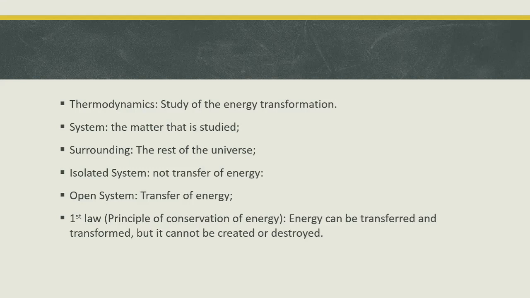Then what about a surrounding? A surrounding is just the rest of the universe. So in the example of the pencil, your pencil is your system, and the whole universe is the surroundings, which is quite impressive. Then we have two concepts regarding systems. Your system could be isolated, or your system can be open. If a system is isolated, it means that there's no transfer of energy between the surroundings and the system.